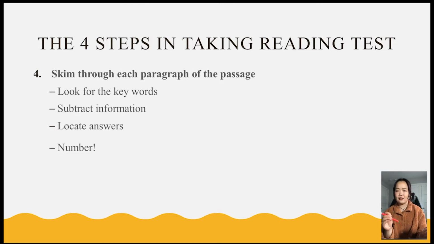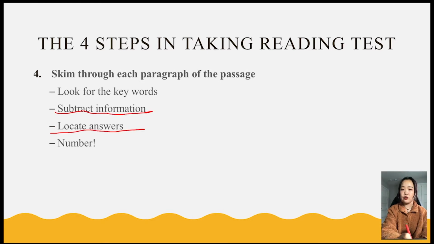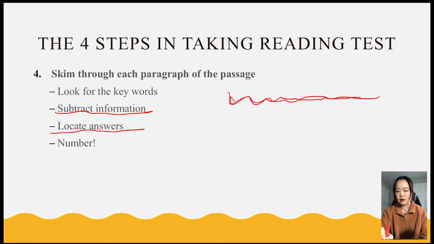There's a simple trick in step 4 that most students would overlook, which is to number them. What I mean by number them is that if you already subtract information, locate the answer, you know that the answer to this question is in this line. Underline them. Underline the sentence that you think contained the answer, and write the number. For example, this sentence indicates the answer to question number 13. I would write the number 13 next to the sentence. This step is really small, but make sure you do that.